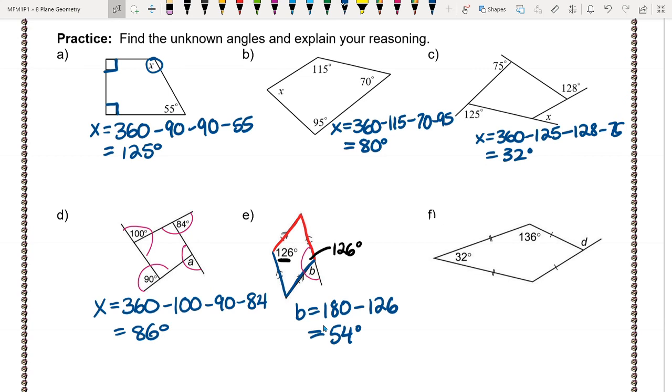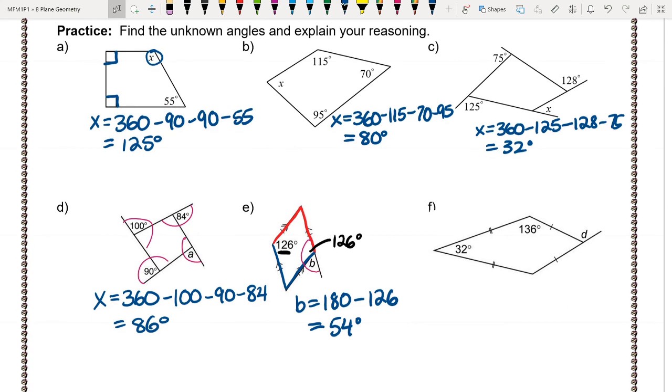Question F. Question F is also a kite. It also has the opposite angles which are equal, which means this side here must be 136 degrees. Now, what I'm being asked to find is this angle over here. And I can use 2 facts that I've learned before in order to find it.